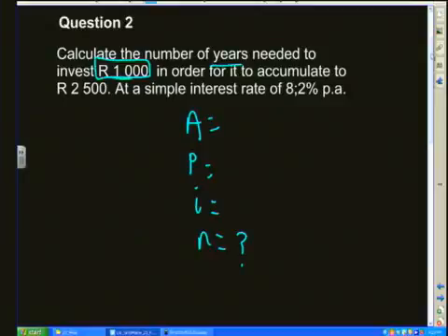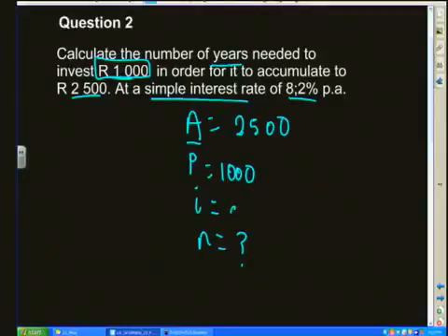Invest, you're starting with your original amount, which is 1,000 Rand. In order for it to accumulate, your final value is going to be 2,500 Rand. And at a simple interest rate of 8.2% per annum. Remember, when you're using your formula, you always put the decimal form of that in, so it's going to be 0.082, which is simply 8.2 divided by 100.